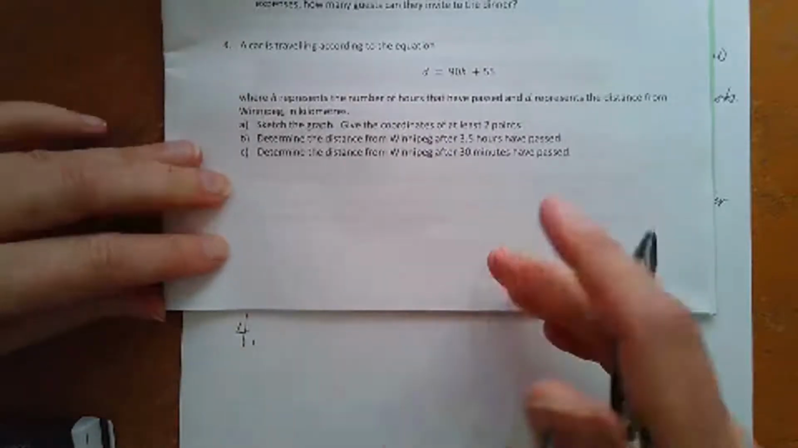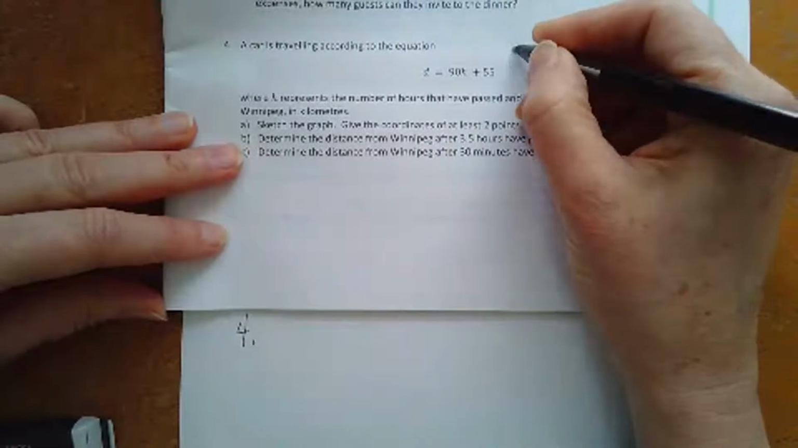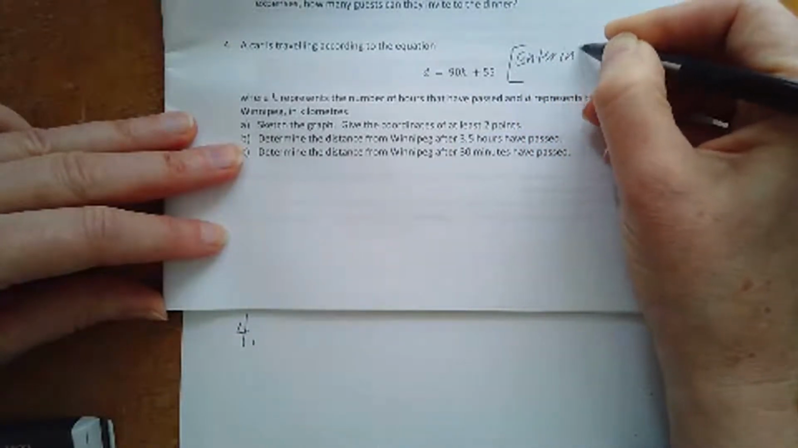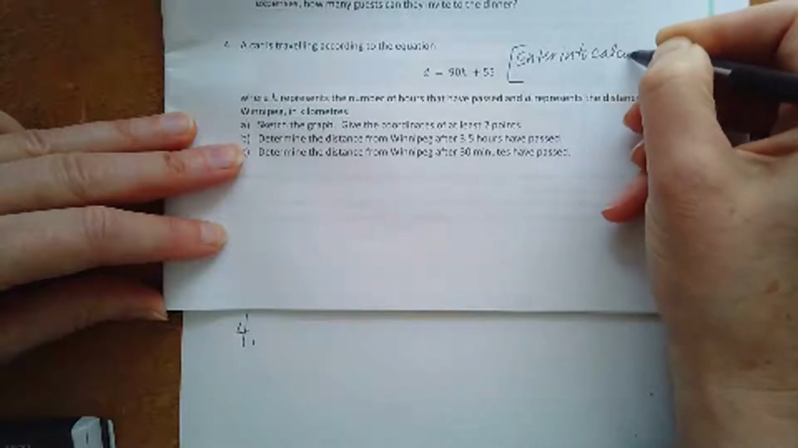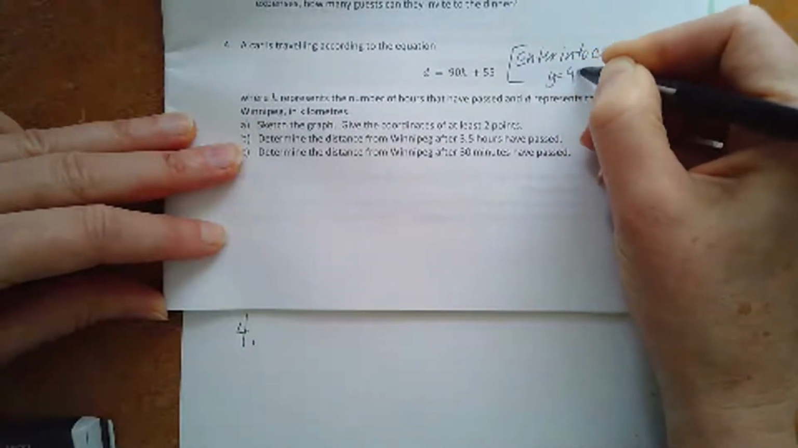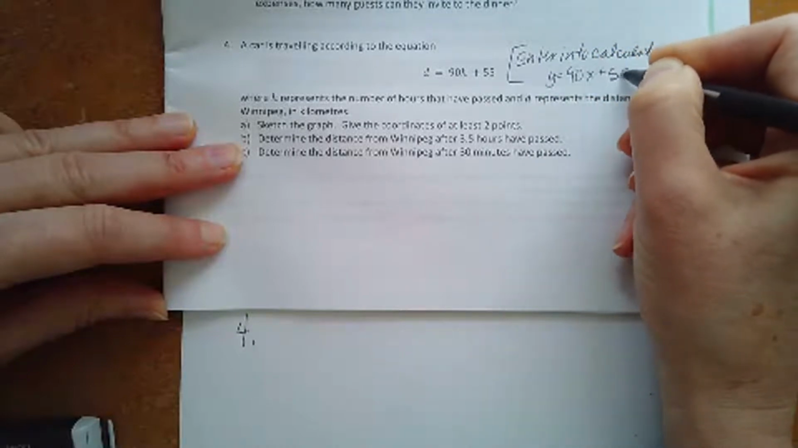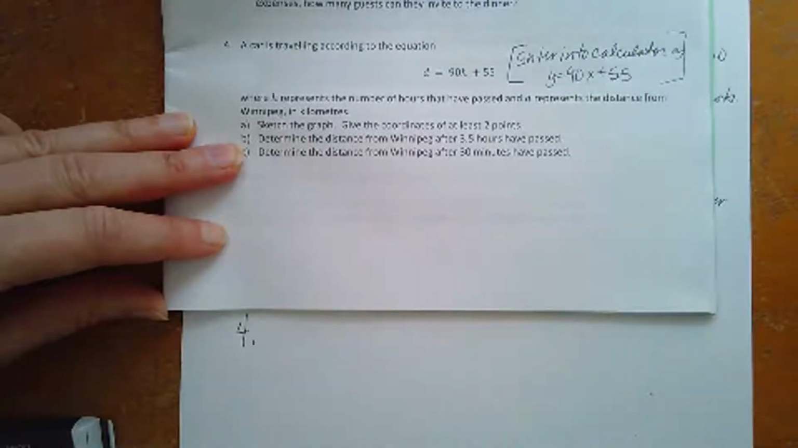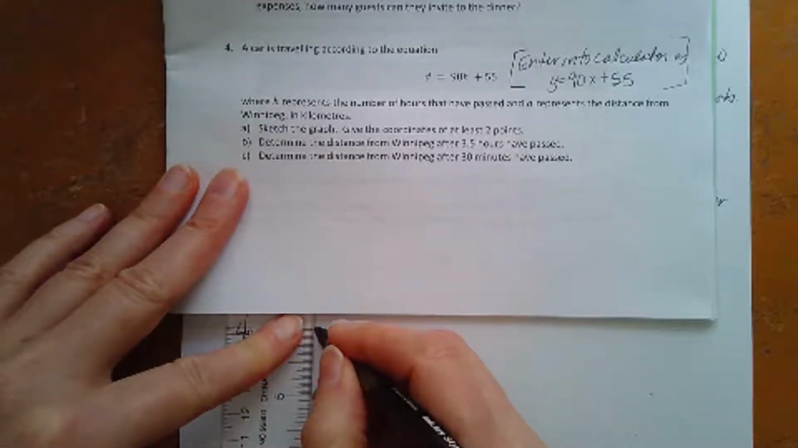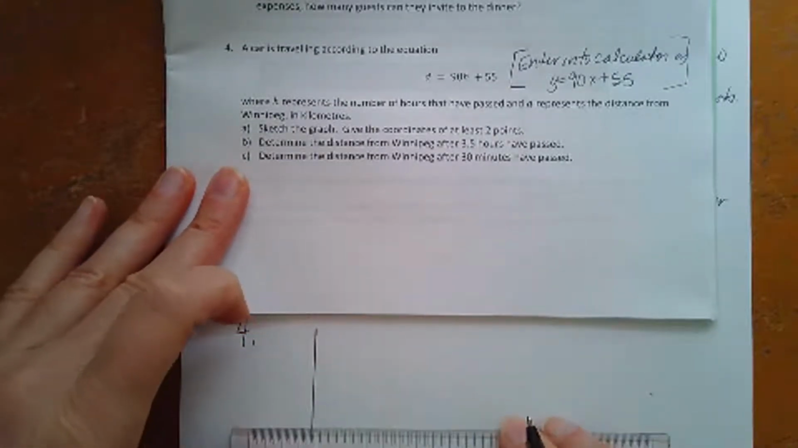And then it says sketch the graph. So the first time they don't use X's and Y's, but we still have to enter into the calculator Y equals 90X plus 55, right? Because your calculator doesn't have D's and H's. But when I'm doing my sketch, I have to use D's and H's, right?